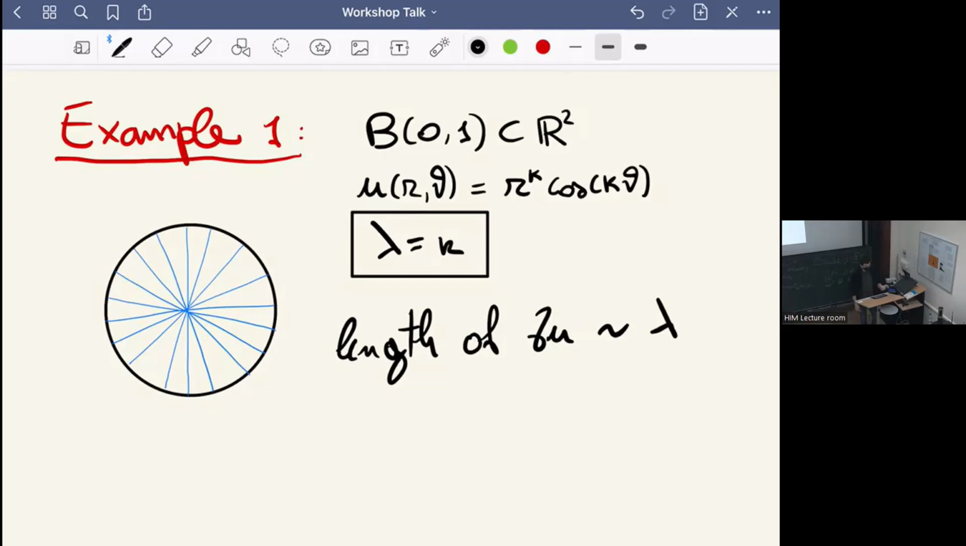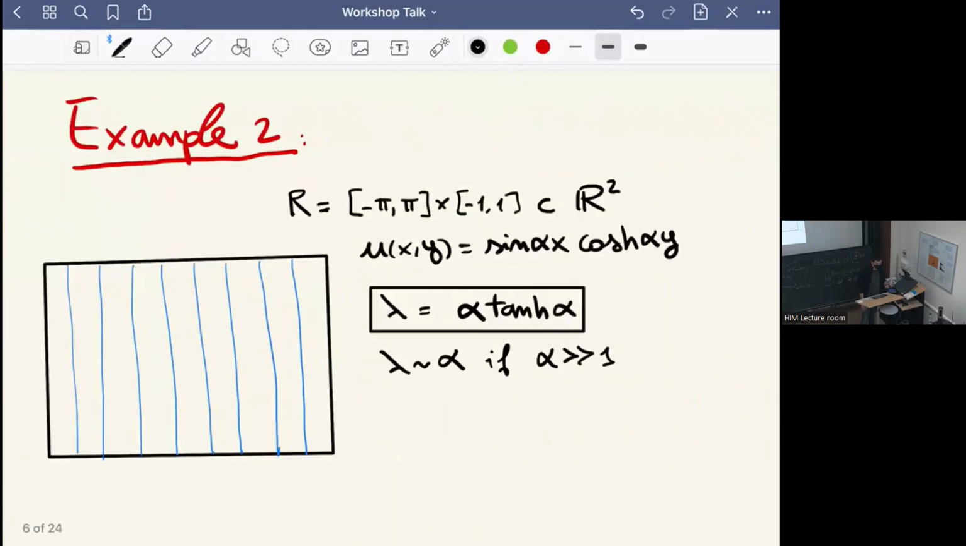And here and in the following, I will be thinking of lambda as being pretty large. So I'm interested mainly in asymptotic results. Okay, so this is the simplest example, I guess, of a Steklov eigenfunction I can think of.